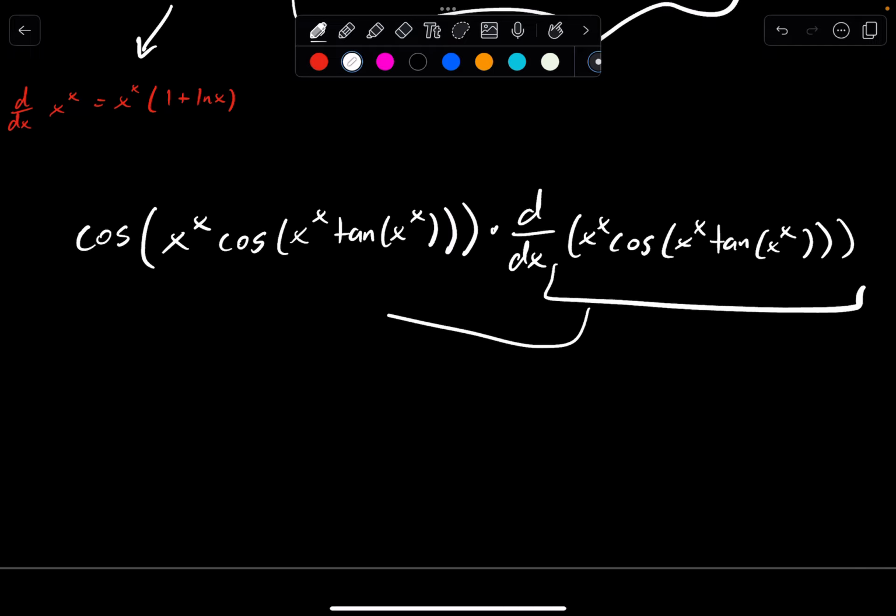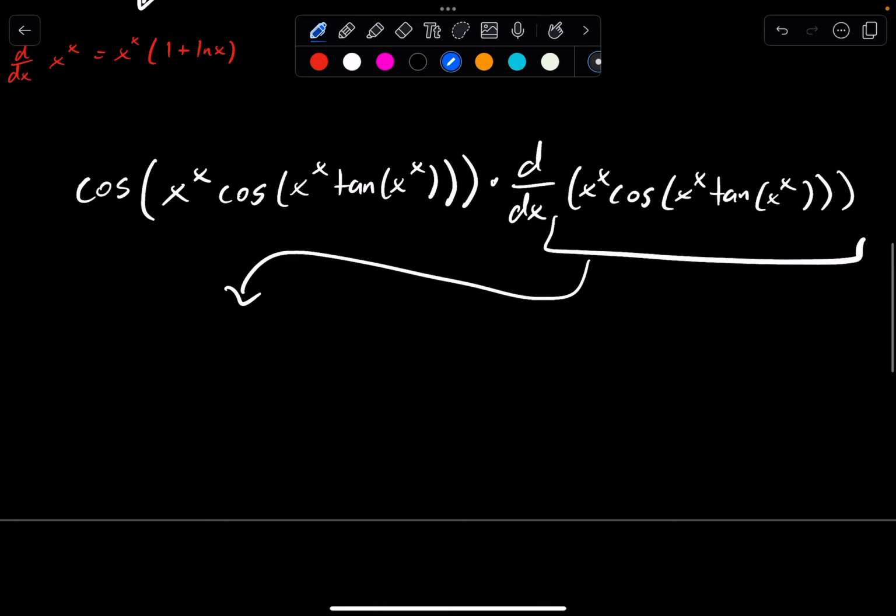Let's just repeat the process. Now how do we find that? That's going to be a little bit of monstrosity as well. Once again, we have another function, f, and this is g, so let's apply our product rule again. What's the derivative of x to the x? That was x to the x times 1 plus ln x.